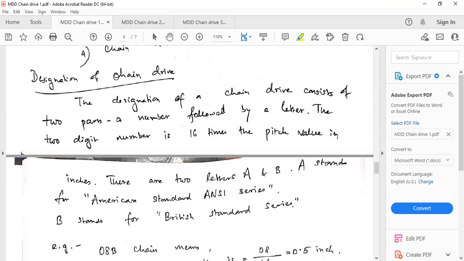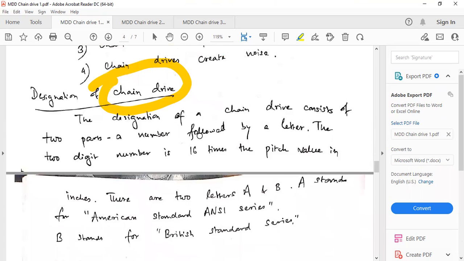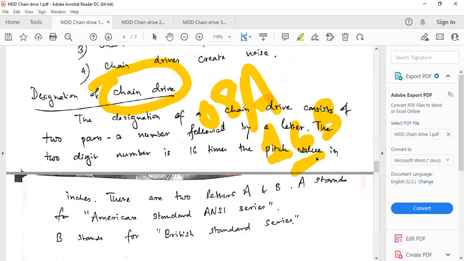First of all, we designate the chain in this manner, with a number followed by a letter A or B. We can write this 8A. We normally put a 0 before it, 08A, or let's say 16B. This has to be a two digit number, and there is a letter after that, A or B. Nothing else like C, D, E. We don't write that, only A and B.